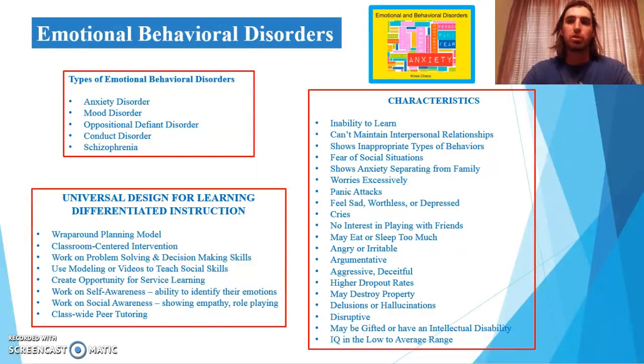Teachers can work on self-awareness skills in order for a student to identify his or her emotions. Relation skills can be developed by working cooperatively with peers. One strategy for teachers is called class-wide peer tutoring, which pairs up students with a disability with one that does not. Lastly, a teacher can help a student learn problem-solving and decision-making skills.